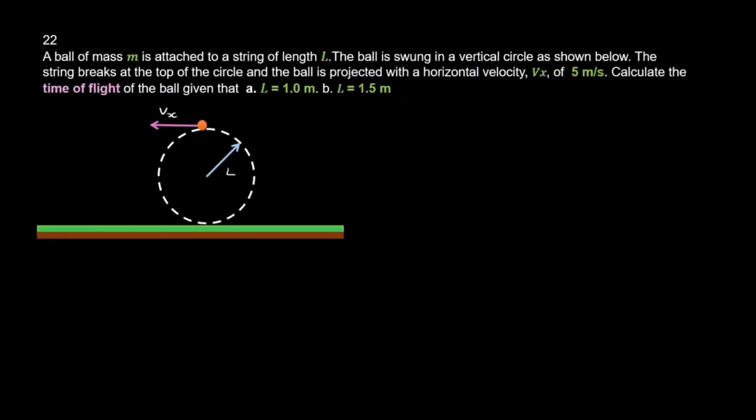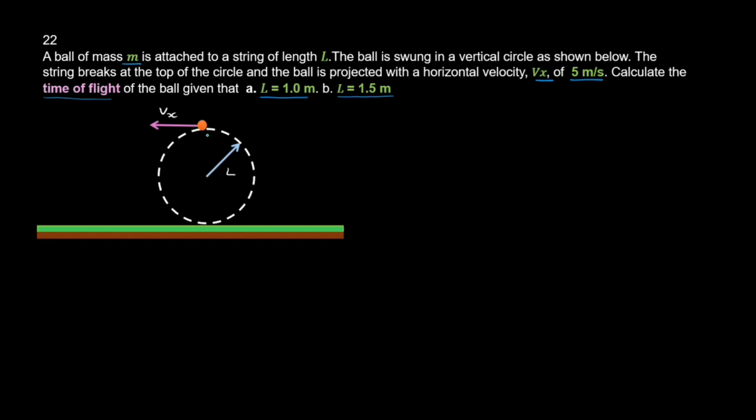Question 22. A ball of mass m is attached to a string of length L. The ball is swung in a vertical circle as shown below. The string breaks at the top of the circle and the ball is projected with a horizontal velocity Vx of 5 meter per second. Calculate the time of flight of the ball given that in part A the length of the string is 1 meter and in part B the length of the string is 1.5 meter.